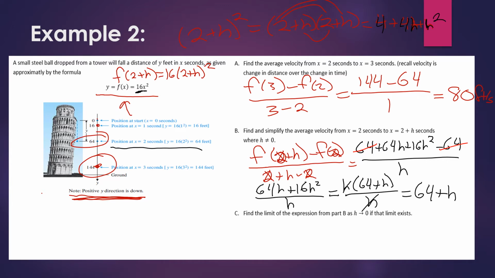And then for part C, they're asking us to find the limit of the answer of b as h goes to 0. So the limit as h goes to 0 of 64 plus 16h, which gives me a final answer of 64.